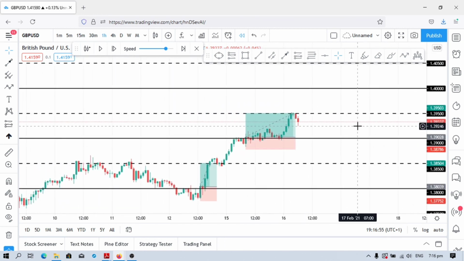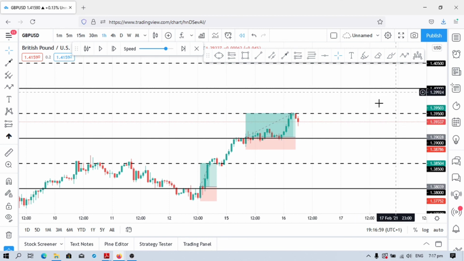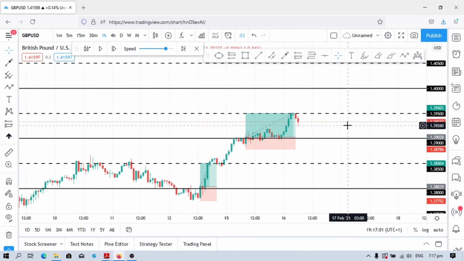It's a very good strategy for beginner traders, because it's very simple. The levels are very simple to identify. You can try it, backtest it on several currency pairs and see the one that works well for you.